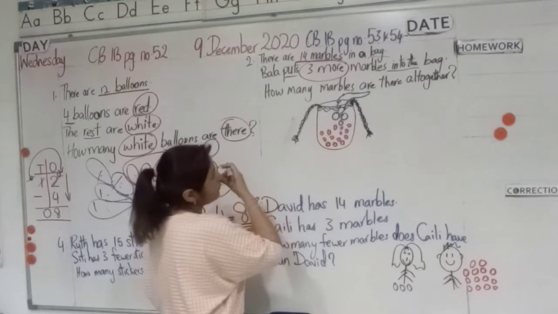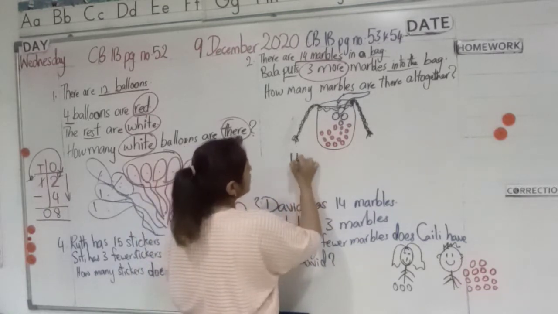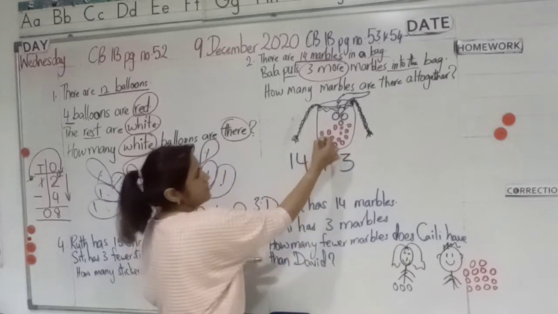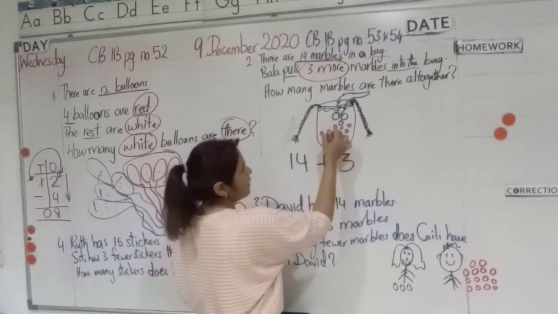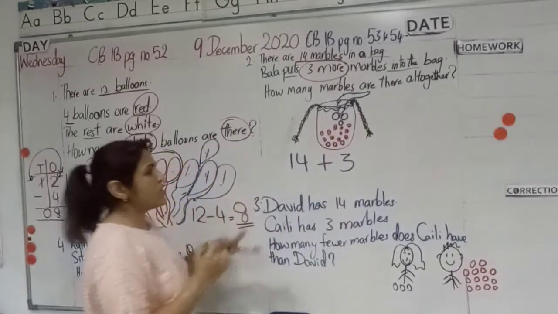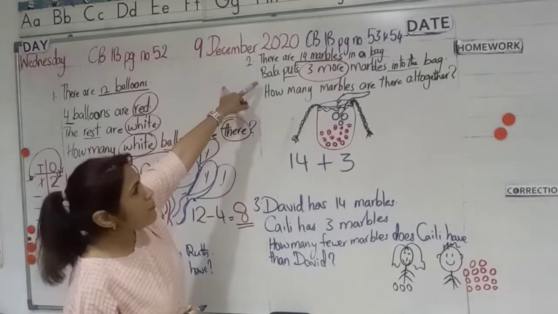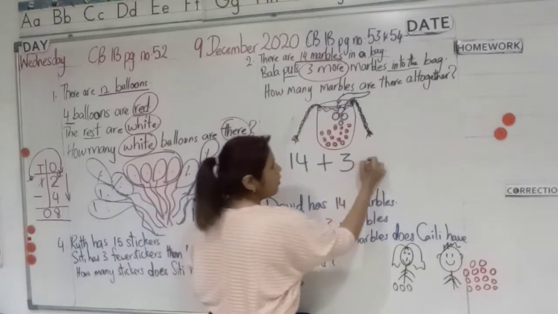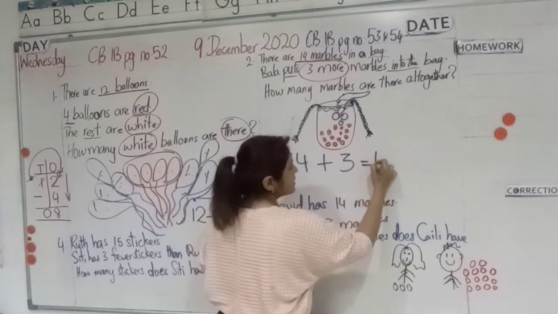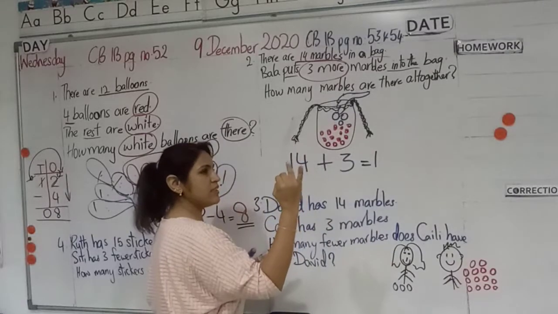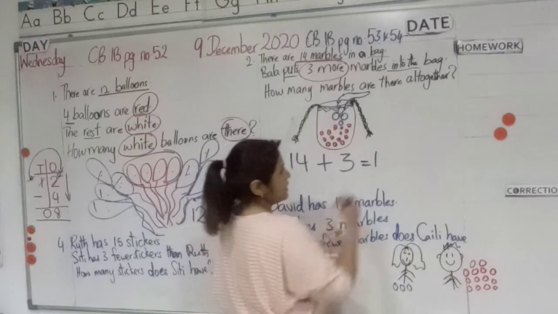So here your equation would be 14 plus 3 because there were 14 inside. 1, 2, 3, 4, 5, 6, 7, 8, 9, 10, 11, 12, 13, 14. There were 14 marbles and then Bala gets 3 more and puts in 3 more. So the equation is 14 plus 3. After 14, 15, 16, 17. Plus 17.